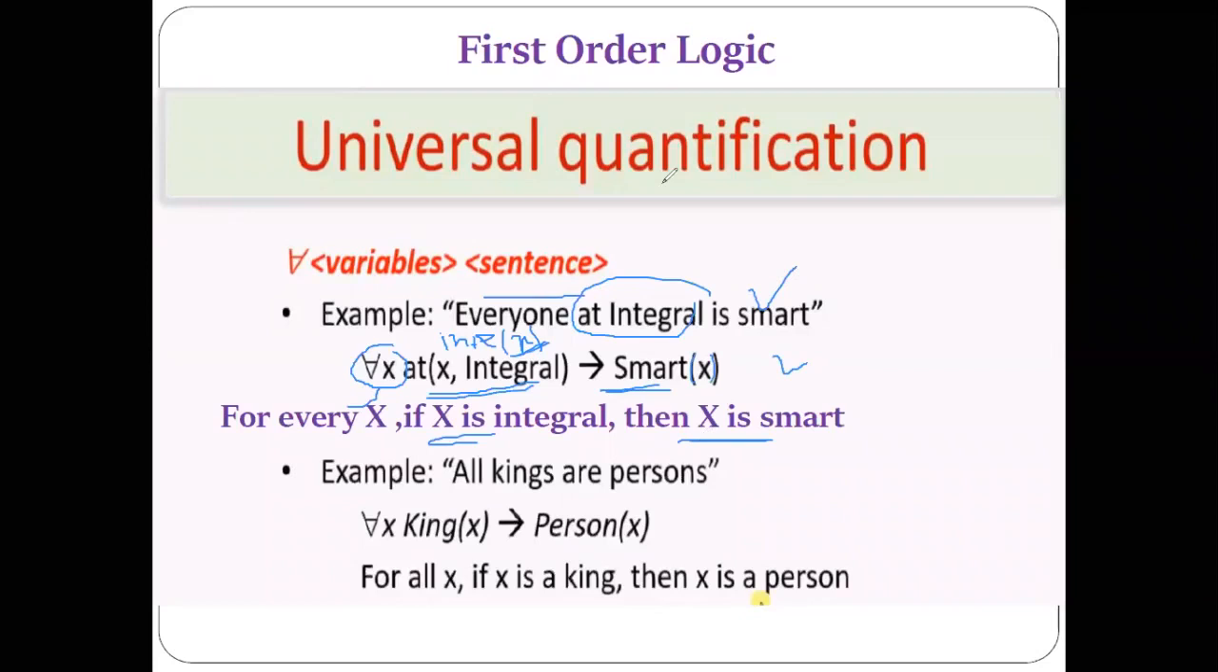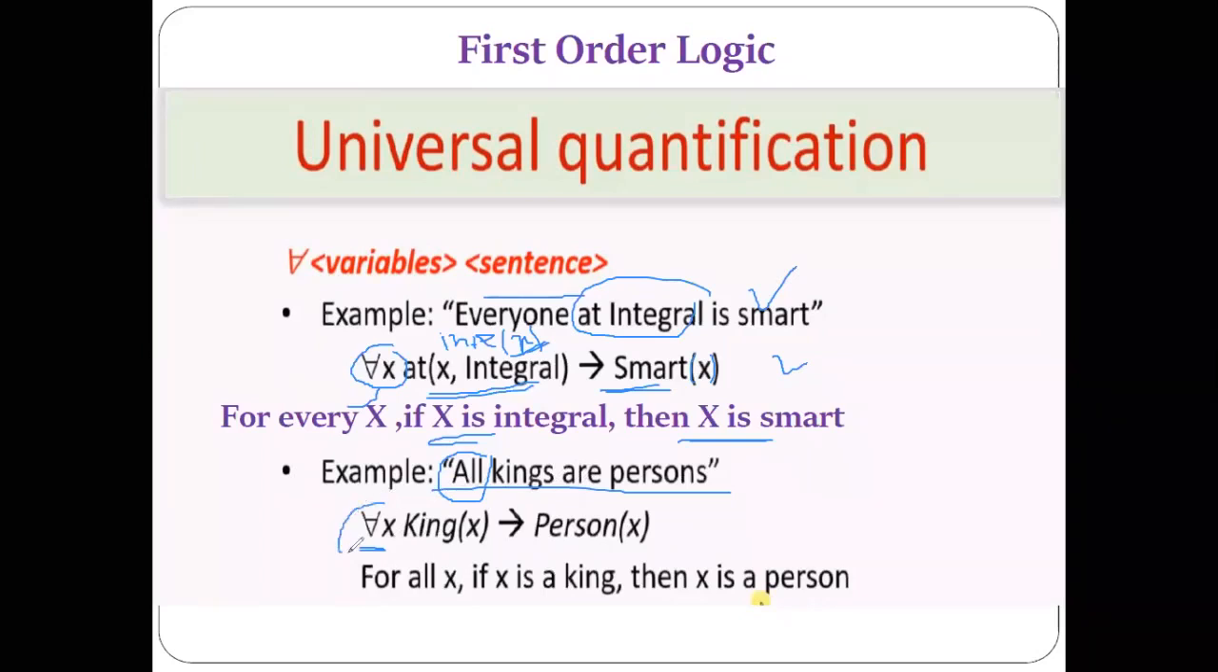Let's see one more example, another example. This is a very common one, which is being asked in the exam also. All kings are persons. Okay? All kings are persons. Universal quantifier and variable X. X is a variable. Yes. Correct? Yes, sir.